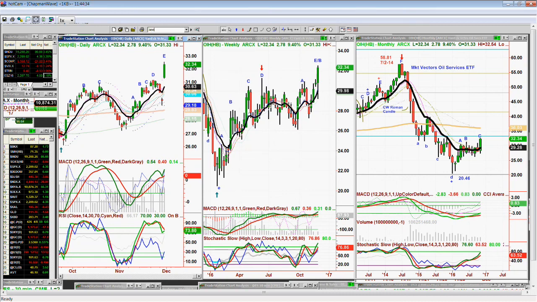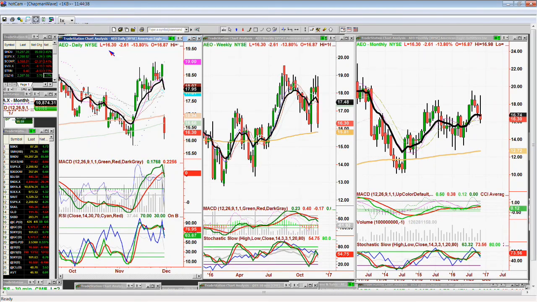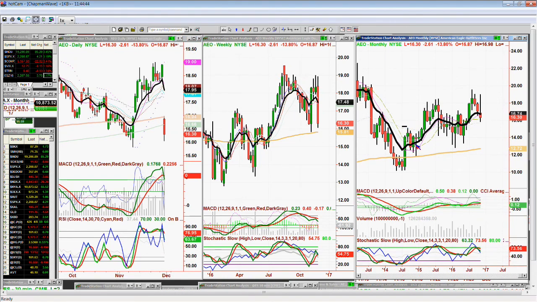AEO. Is that American Eagle? Right. Whoa, down 2.61 at 16.30. Someone said this a long time ago, and I thought, oh, that's kind of a cute expression. What was the expression? Oh, the expression was, if you want to mess with the teenage apparel area, watch out. No, those weren't the exact words, but basically that's what it was. And I've looked at it ever since.